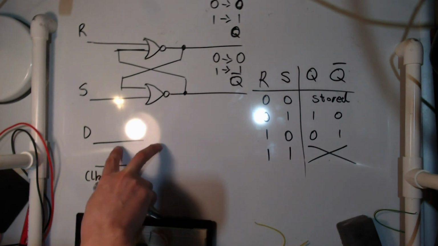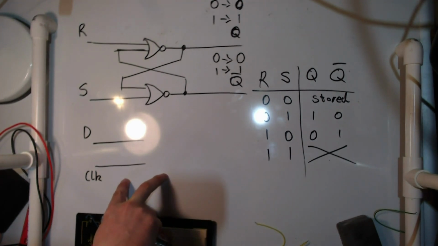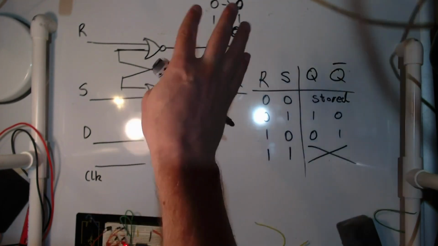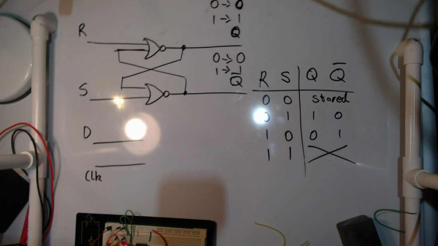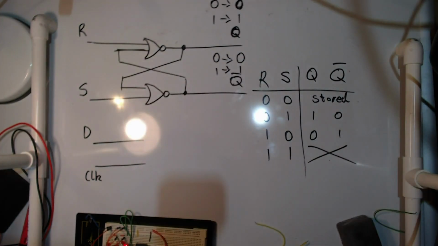And the value of D will be stored when clock is 1. And when clock is 0, we can change D and the circuit won't change. So take a second to think about that, how we can use that information with this information. Okay, how did you go?